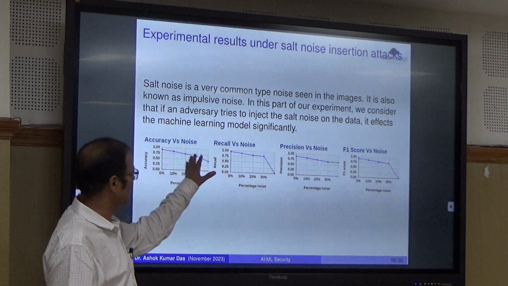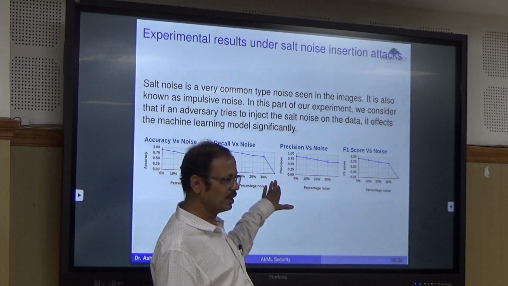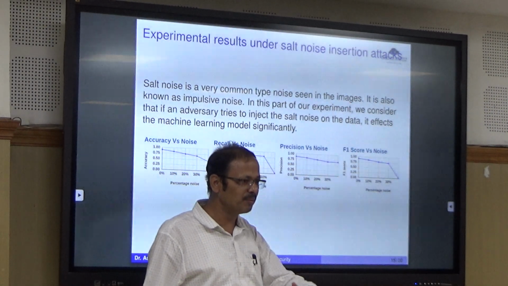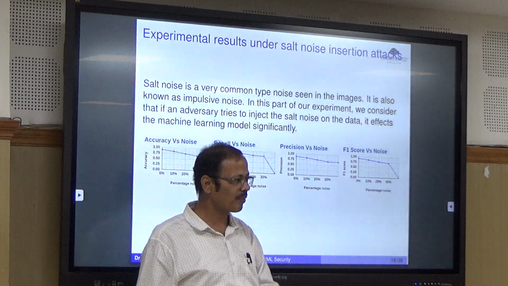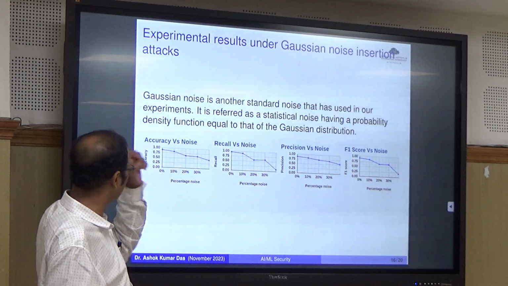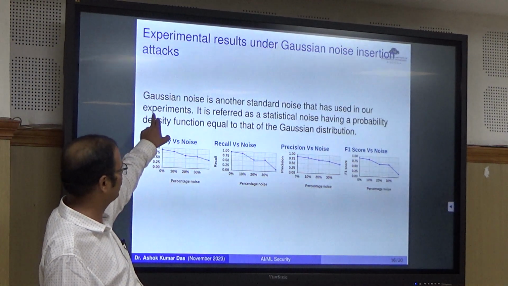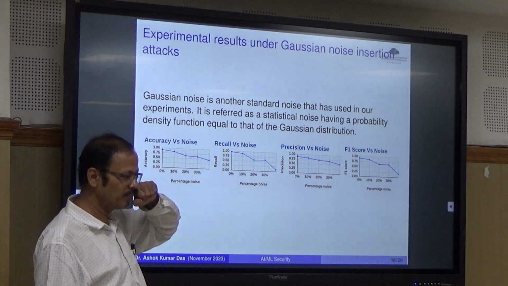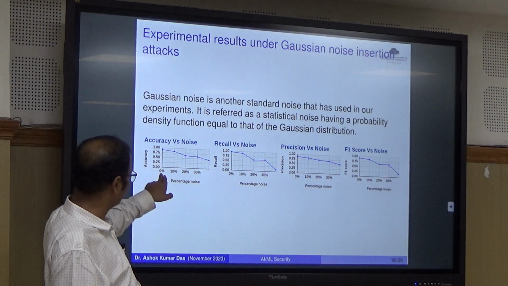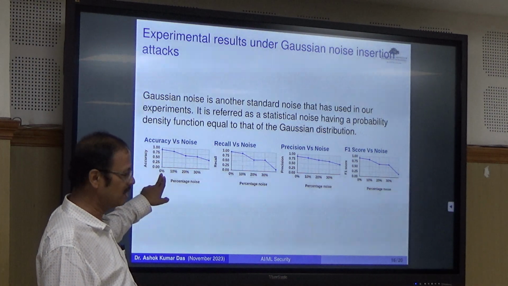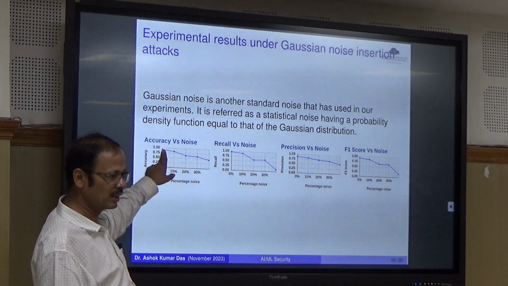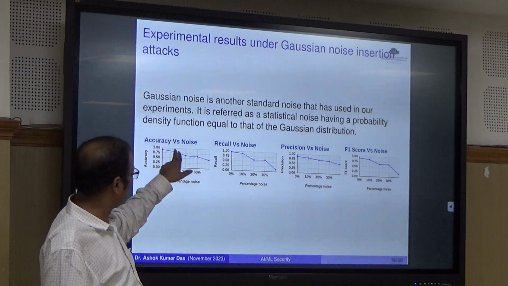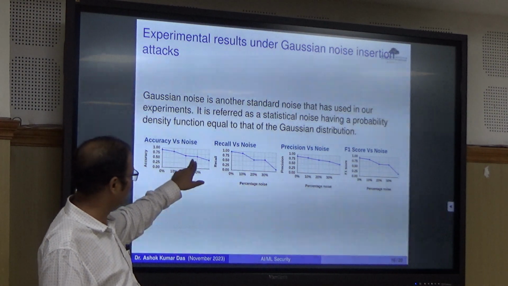The observation is that if the percentage of noise increases, the performance of the system goes down very rapidly. Then we also did it for Gaussian noise, where the probability distribution is Gaussian or normal. In that case also we see the same tendency: when the data is taken from the blockchain, the performance is good, but when noise is inserted, the performance degrades.